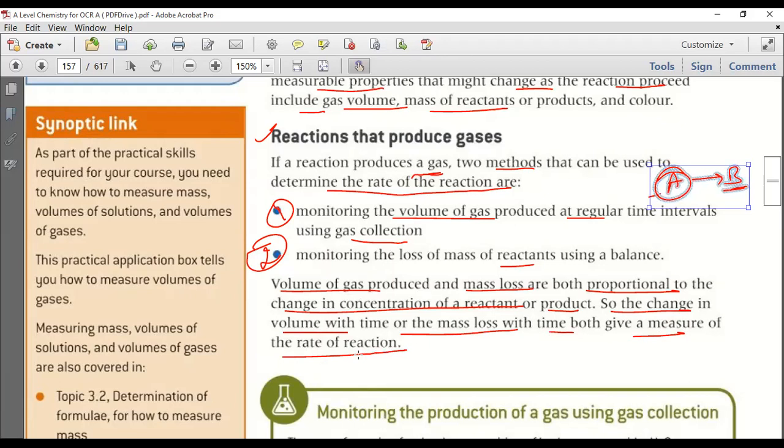So we can say that there is a disappearance of A concentration and a formation of B. So the change in the volume with time, or the mass loss with time, both give a measure of the rate of reaction. Clear? Any doubt?